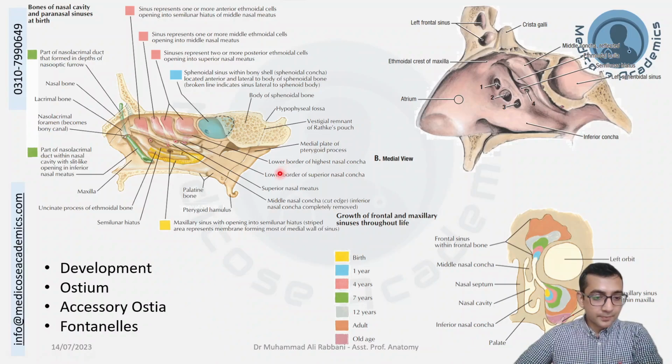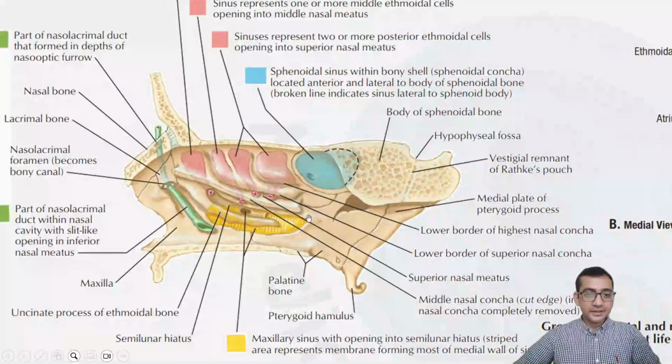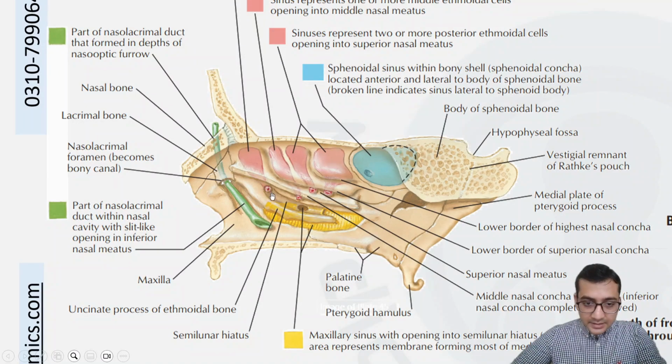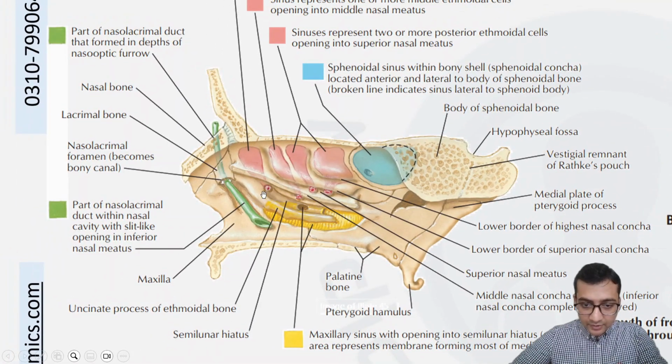Its ostium, accessory ostia, and fontanelle. So this is a little crowded picture, and don't get overwhelmed by all of the things at once. Just keep your focus on the yellow area. This is the maxillary sinus. This is the gutter of the bone, the semilunar. This is the infundibulum and semilunar hiatus. And as we move down the infundibulum, there is an opening in the bone. That was the opening for the maxillary sinus.